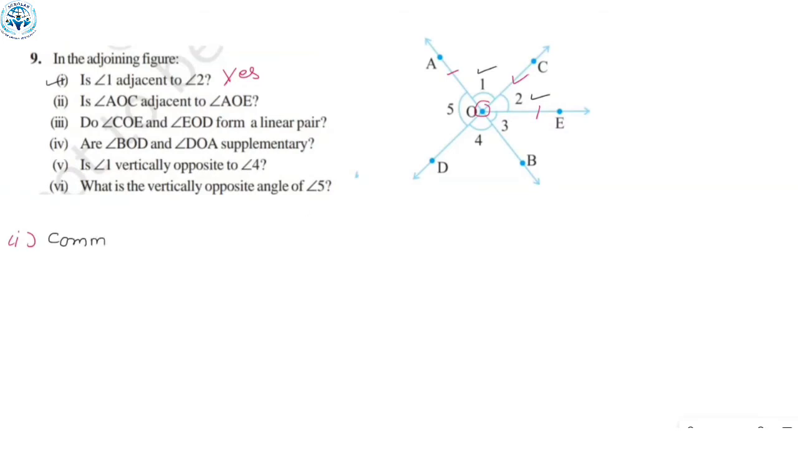We can write out all the three conditions. In the exam you have to elaborate. Don't just write the answer. You have to write the reason why these angles are adjacent. Common vertex, that is O, common arm, that is OC. Non-common arms OA and OE are on the opposite sides of the common arm.